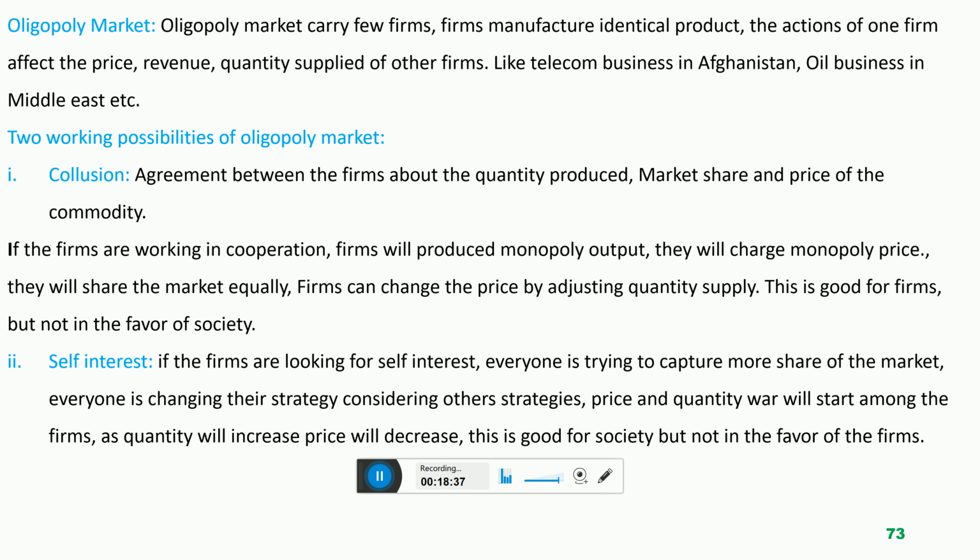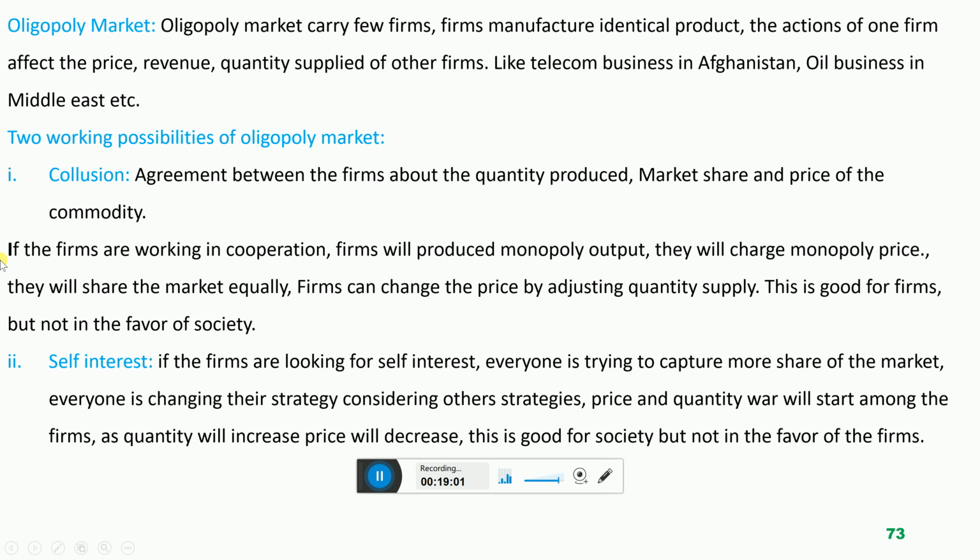They agree with each other. They decide the maximum quantity. They decide the maximum price. They decide the market share for each company. So now there is a monopoly. They can increase the price by decreasing quantity supplied, or they can decrease the price by increasing quantity supplied. So one is collusion, agreement between the firms about quantity, about price, about market share.